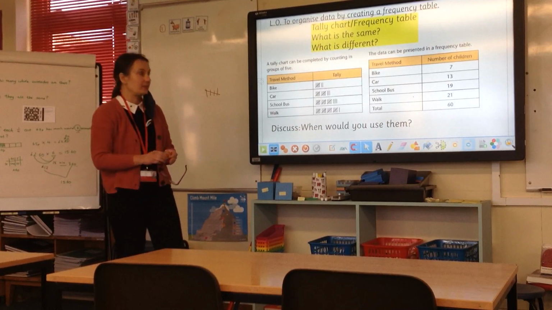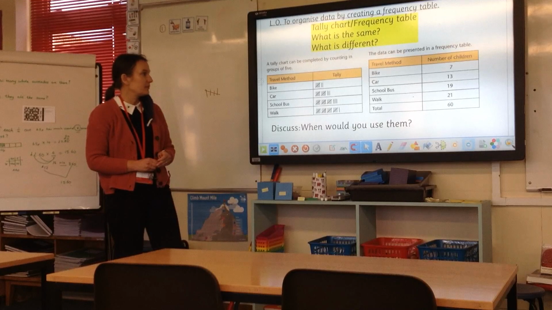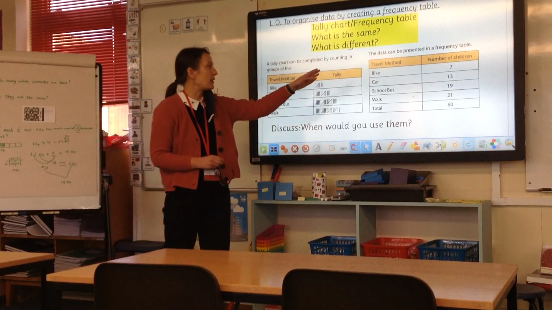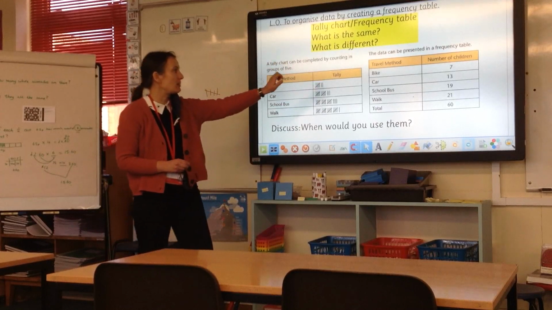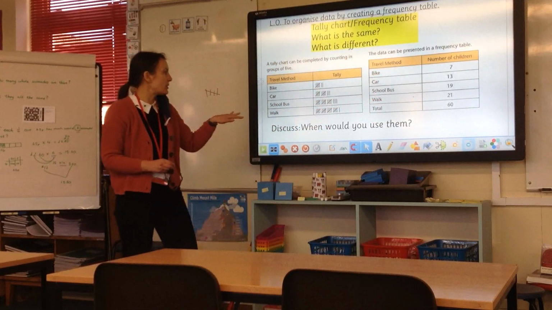Yeah? At the top, before the tallies or the numbers, on the tally chart it says tally, and on the frequency table it says number of children. Lovely, yes, we've got a different heading there. So we've got the travel method is exactly the same, whereas here we've got the label tally, here we've got number of children. Anything else different?